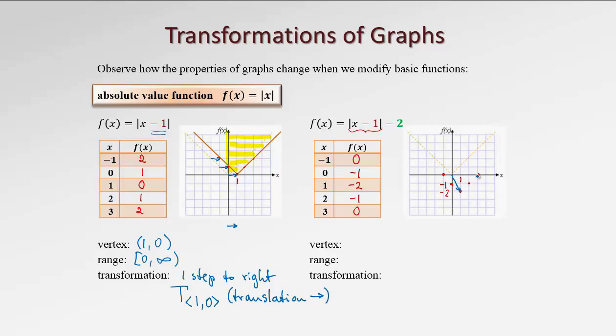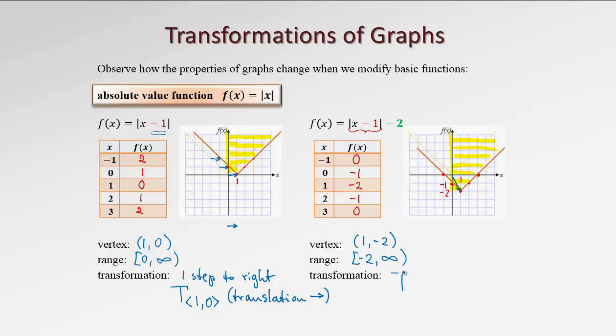Okay, let's connect those red points. That's our new graph. The vertex is at the point 1, negative 2. As to the range, again, let's project our graph onto the y-axis, and we can see that the whole interval from negative 2 to infinity will be shadowed, will be taken by the function. So the range is from negative 2 until infinity, and the transformation that we needed to apply to the basic shape of absolute value was a translation by the vector 1, negative 2.